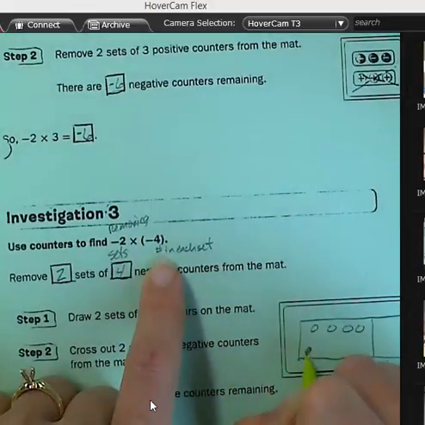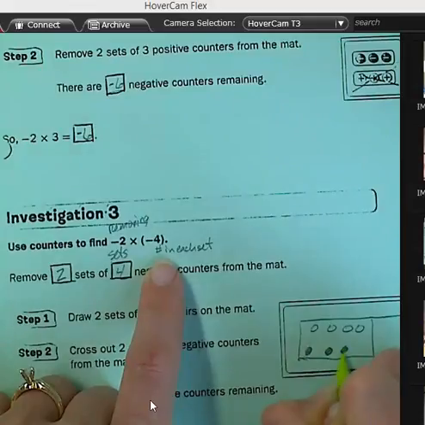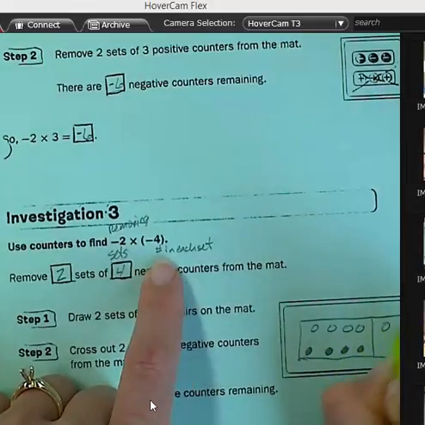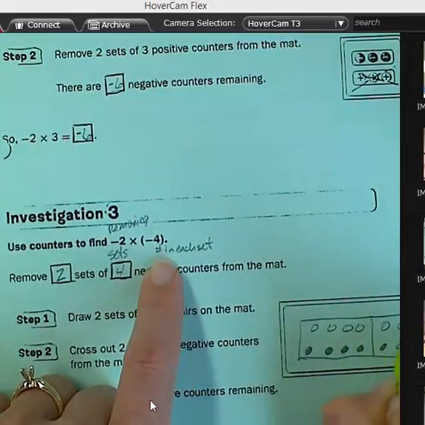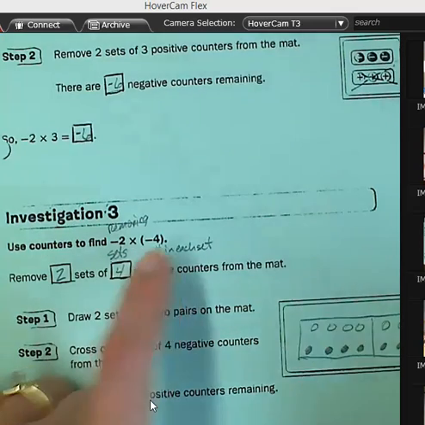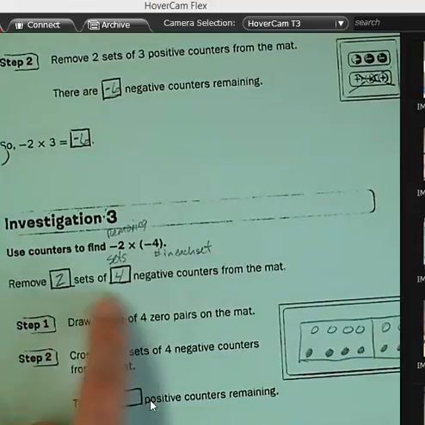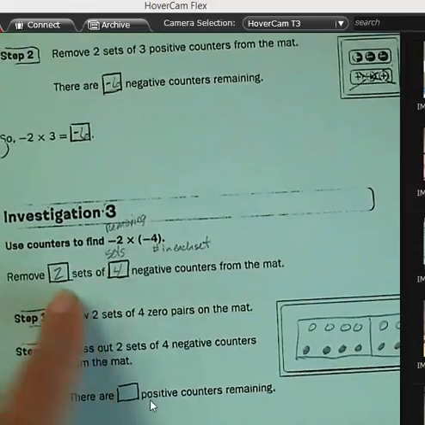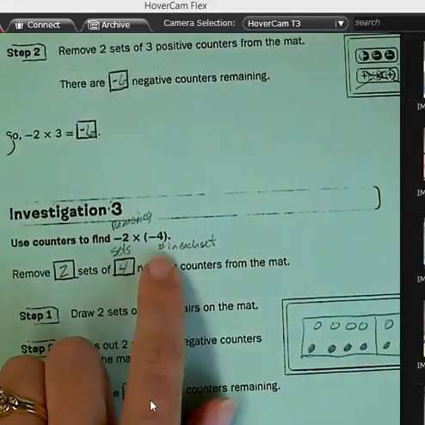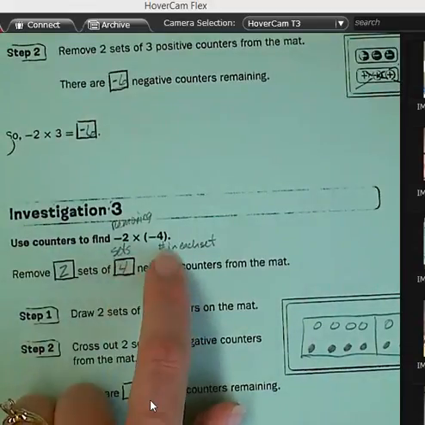Because that's what multiplication means. Multiplication is the same thing added over and over. And so I'm doing the same thing in each box. Because multiplication, by definition, means I am doing the same thing a certain number of times. And here I'm doing 4 counters 2 times. Okay? I'm removing 2 sets of -4.